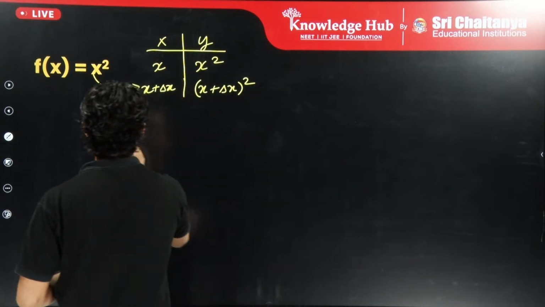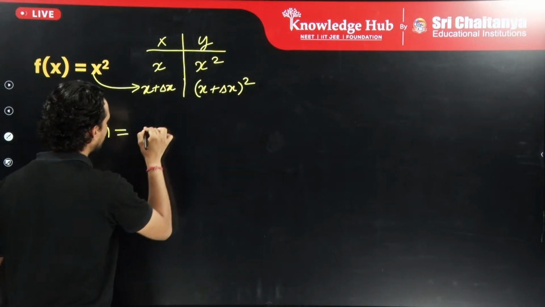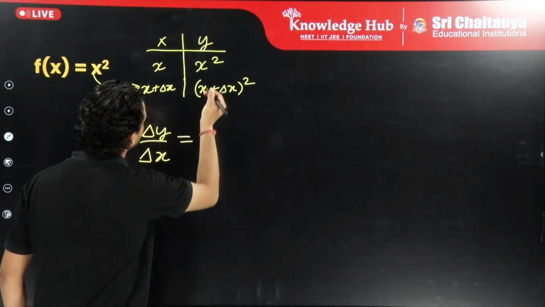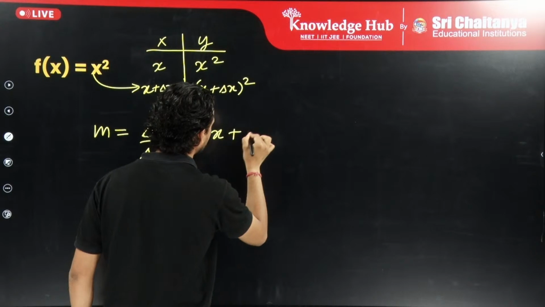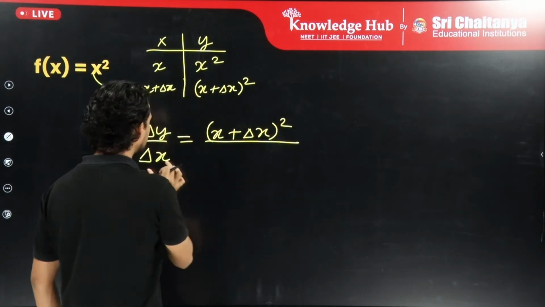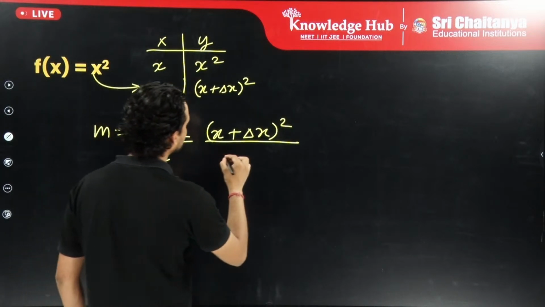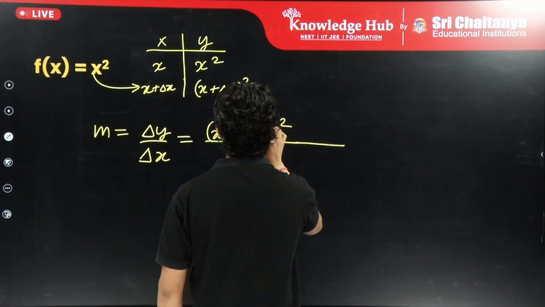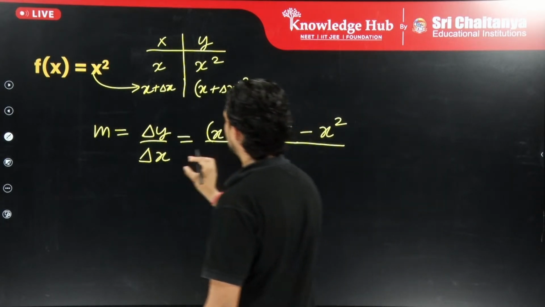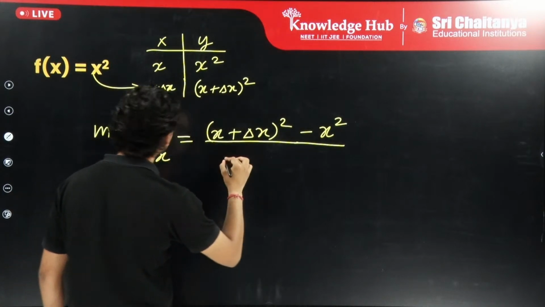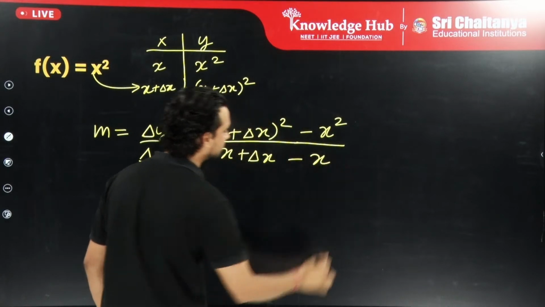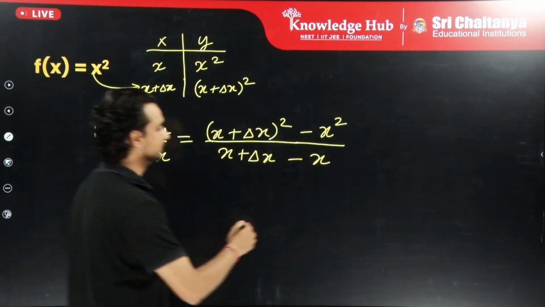Now, let's define the slope. Slope is given by change in y upon change in x. What is change in y? Let's write it. That is x plus delta x whole square minus x square, upon, and what is change in x? This was y final, y2 minus y1, where y1 is x square. What is delta x? That is x2, and x2 is x plus delta x. What is x1? x1 is x. So let's write this.